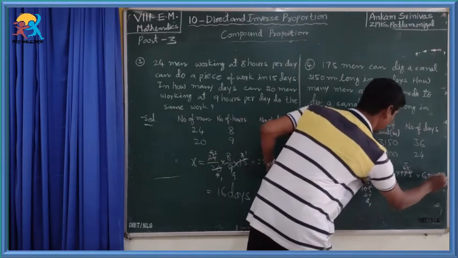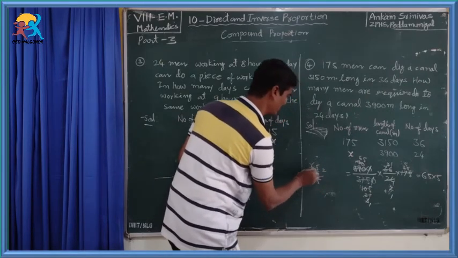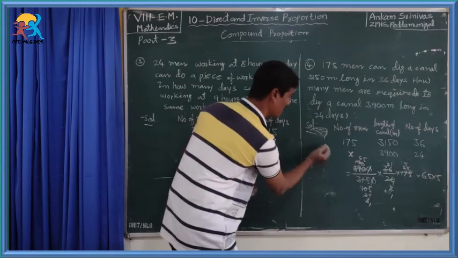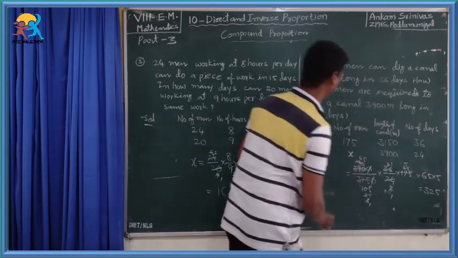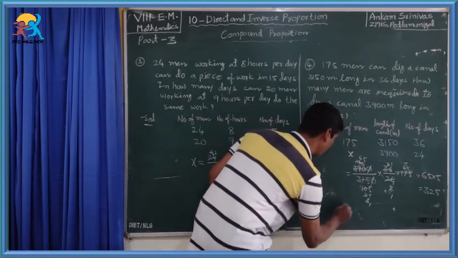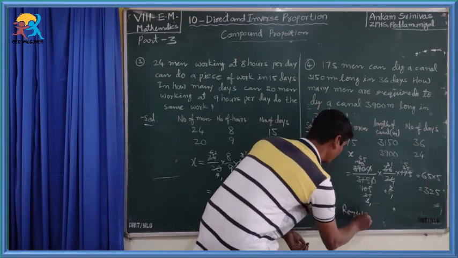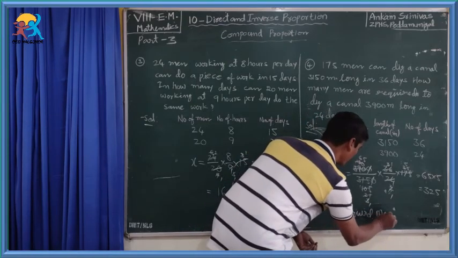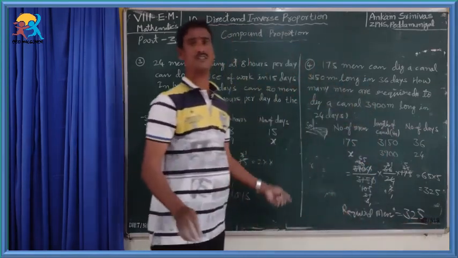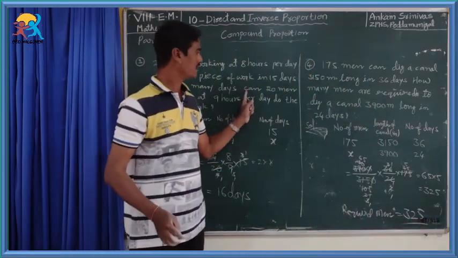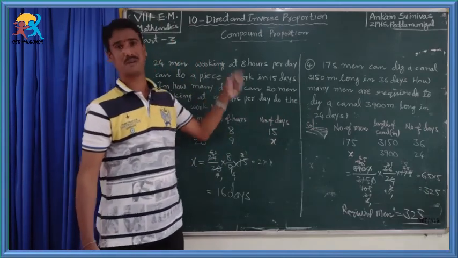65 into 5, 65 into 5, 5 5s are 25, 5 6s are 30, 32. So we will get here 325 men required. Required men equals 325. So my dear children, using the shortest method you can solve mixed proportion problems easily.